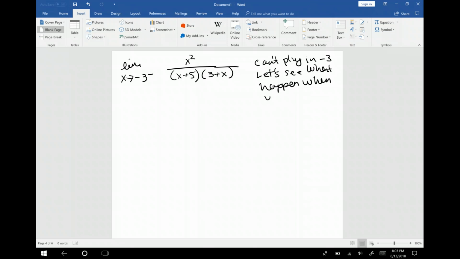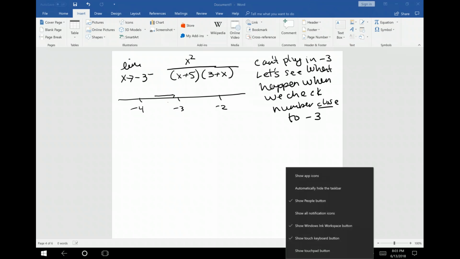Let's check numbers close to -3, because this is saying as x approaches -3 from the left, it's getting close to -3. It's not exactly -3. So if we look at a number line, let's say this is -4, and this is -3 and -2. We're approaching -3 from the left-hand side, so we want to look at numbers that are really close to -3.